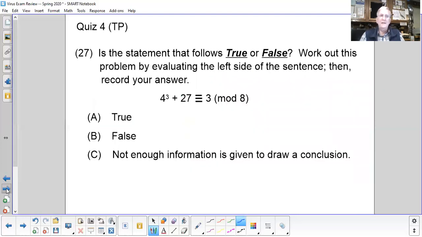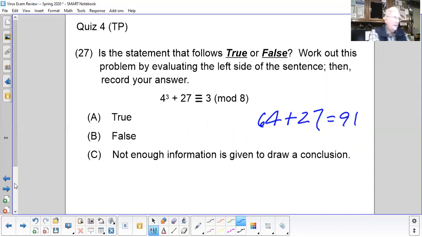Look at 27. Is the statement that follows true or false? Work out this problem by evaluating the left side, then record your answer. Well, let's see. If you take a calculator and you do 4 to the 3rd power, you obtain 64. So if I take 64 and add to it 27, I get a total of 91.